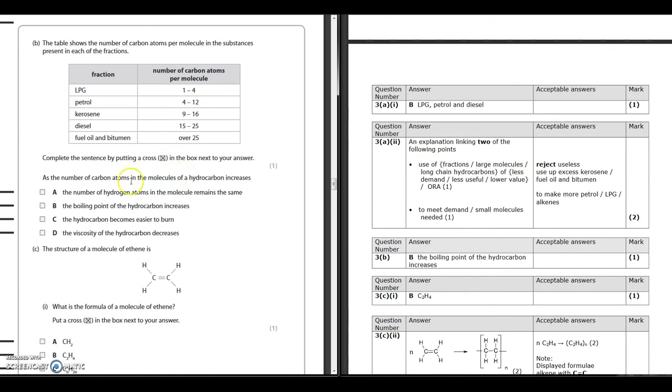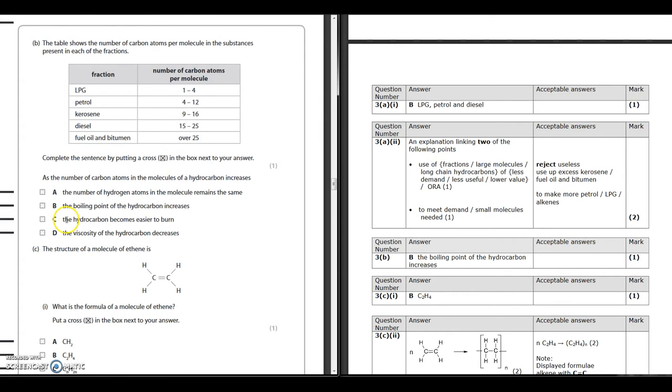Yeah, that's not going to happen, is it? Because more carbons, they get more hydrogens, because it's a hydrocarbon. They follow that pattern, don't they? CnH2n or CnH2n+2. The boiling point of the hydrocarbon increases. Well, that's true, isn't it? Because at the bottom, bitumen, it doesn't even evaporate even when it's been heated at the fractionating column.